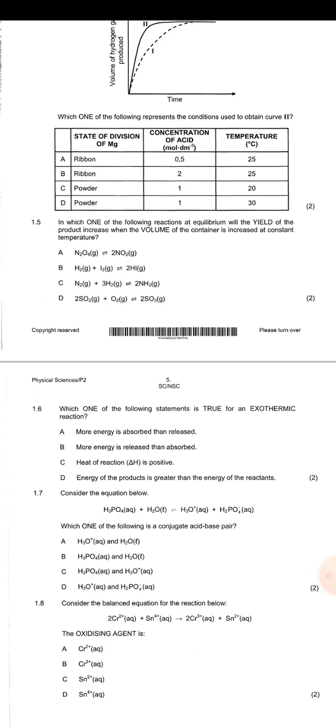C, heat of reaction is positive. No, that is for an endothermic. D, energy of products is greater than the energy of the reactants. Well, that simply means that is the same as option C. Remember, change in heat of reaction is just the change in the enthalpy, ΔH of the products minus the ΔH of the reactants. So if it is greater, the heat of reaction is gonna be positive as well. So it means the correct answer there is B.